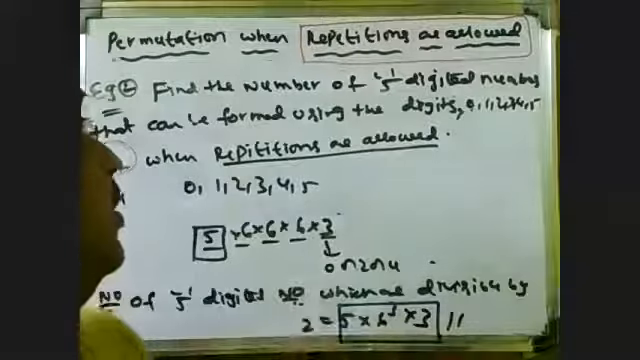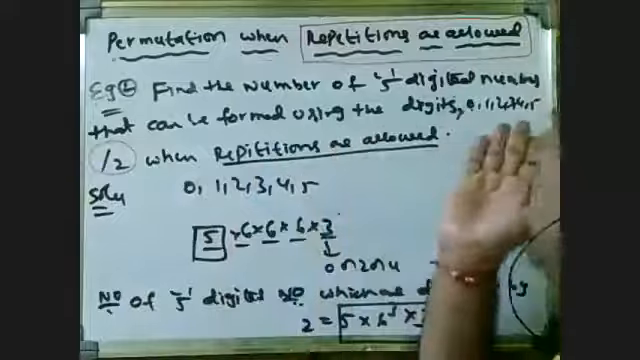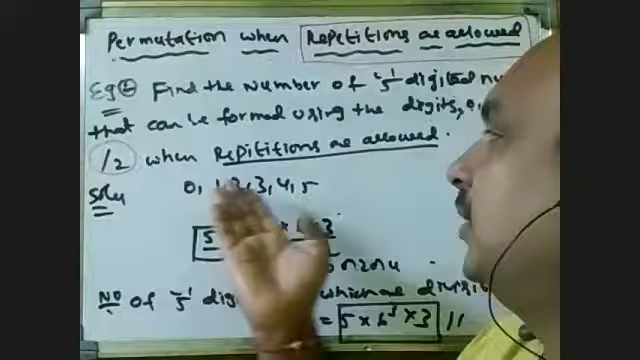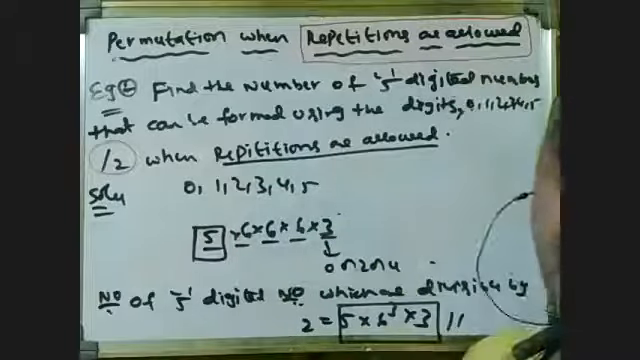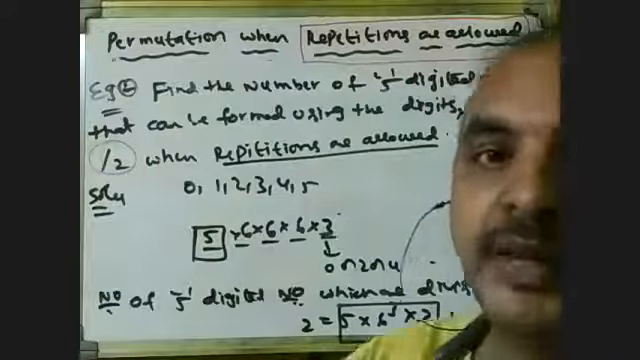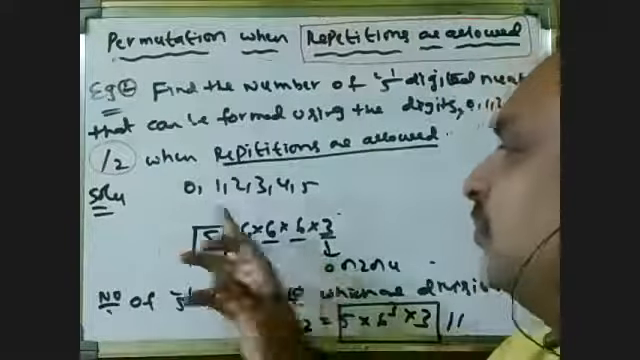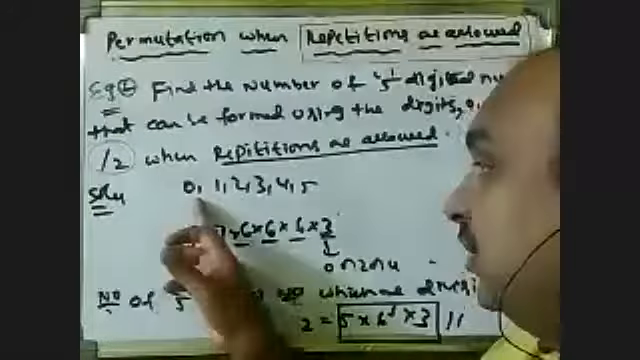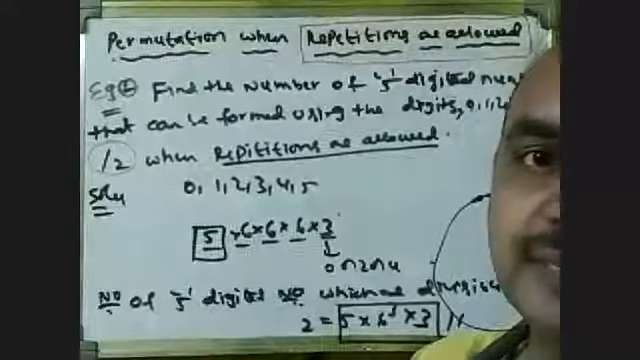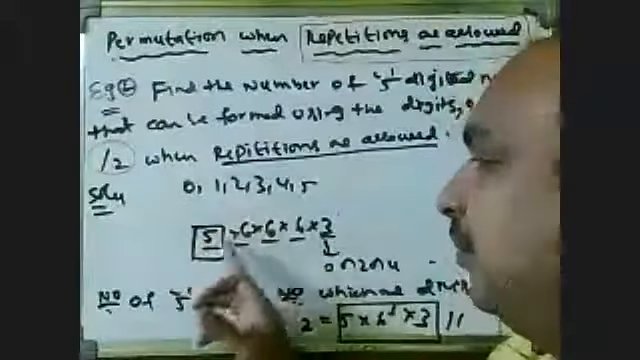So I want to find the number of 5-digit numbers that can be formed using the digits 0, 1, 2, 3, 4, which are divisible by 2 when repetitions are allowed. A number is said to be divisible by 2 if the last place is an even number. So the last place should be filled by 0 or 2 or 4 in 3 ways. That's all. Even if you use 0 here, again 0 is available. Now the first place should be filled by a non-zero number in 5 ways.